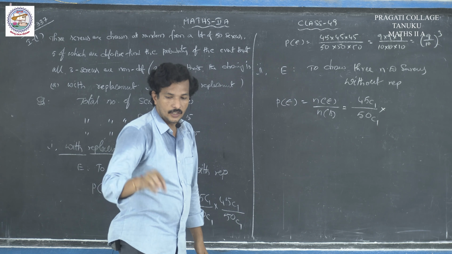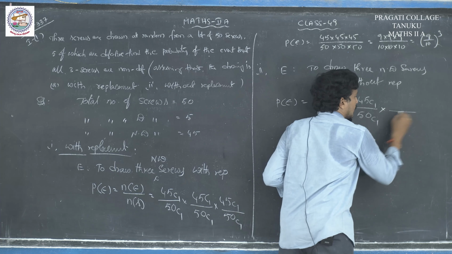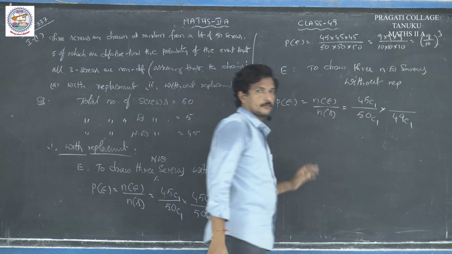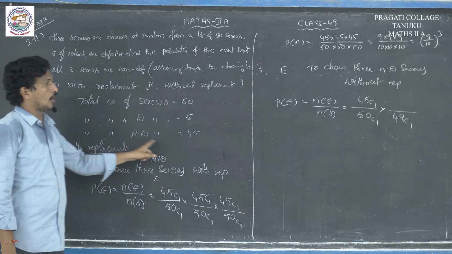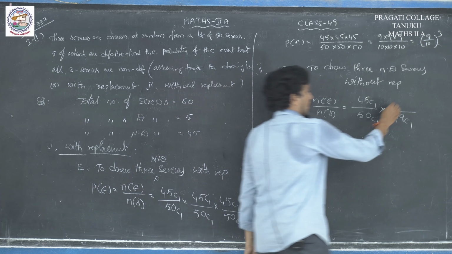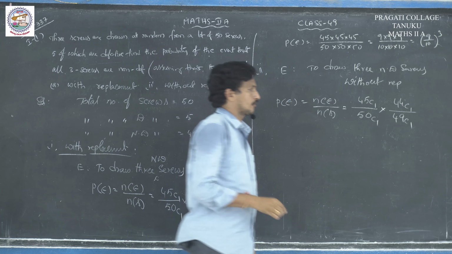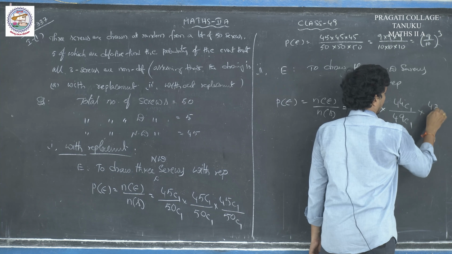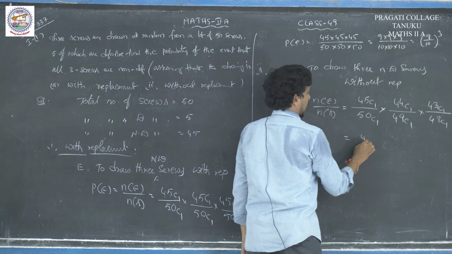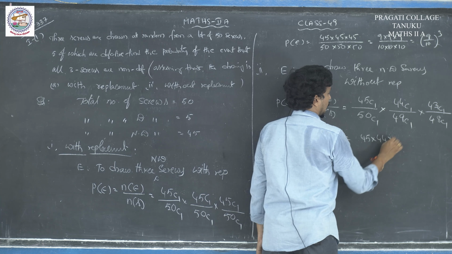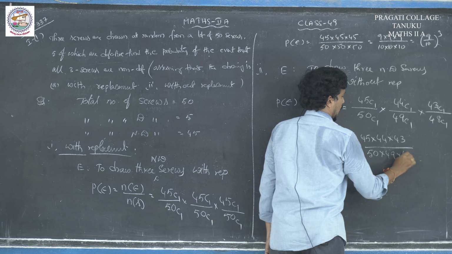Then we draw the second screw. In the bag there are 49 screws, so the total possibilities is 49. And then we draw a screw which is non-defective. Here non-defective are 44C1. First we draw one non-defective screw, and the third one is 45 into 44 into 43 by 50 into 49 into 48.